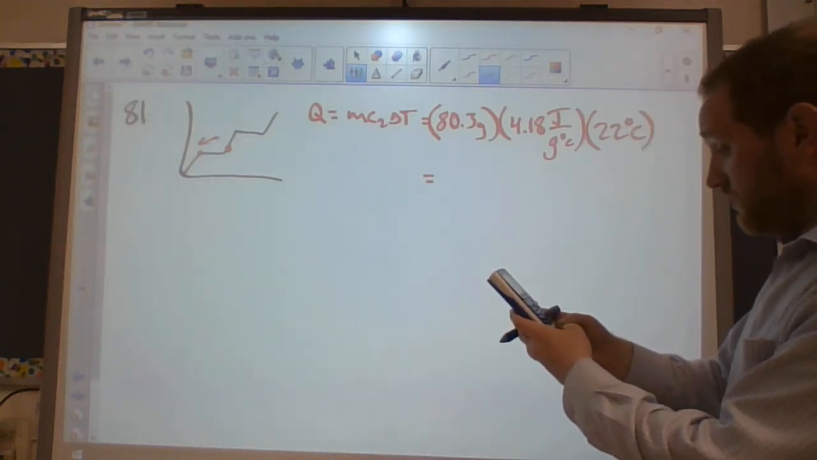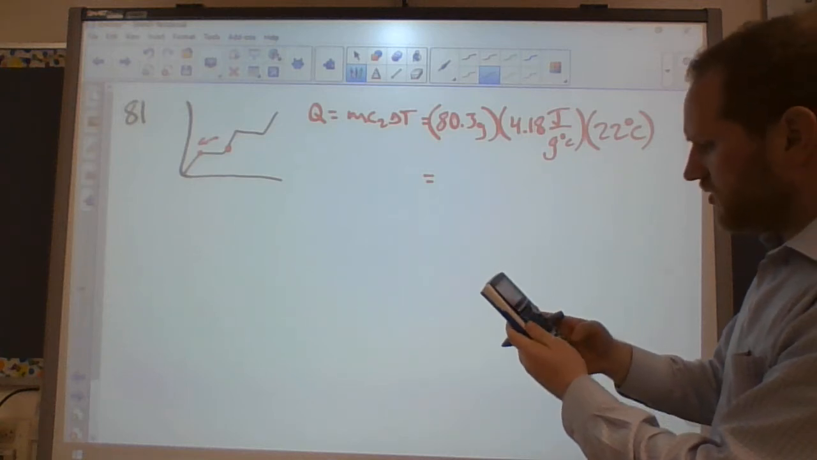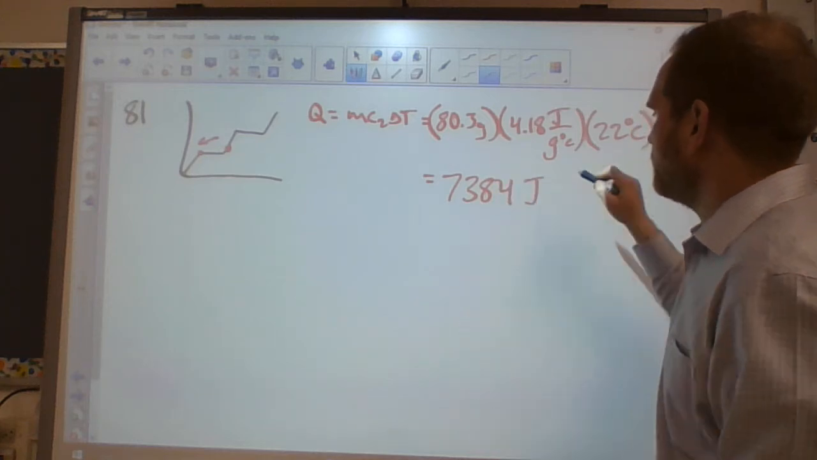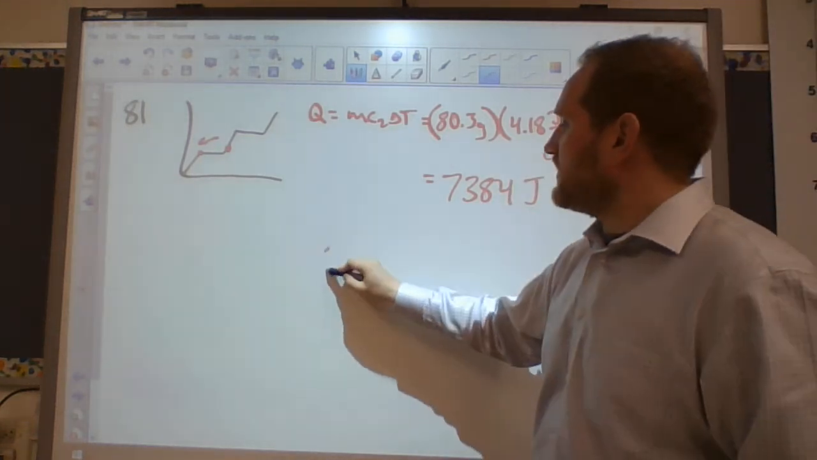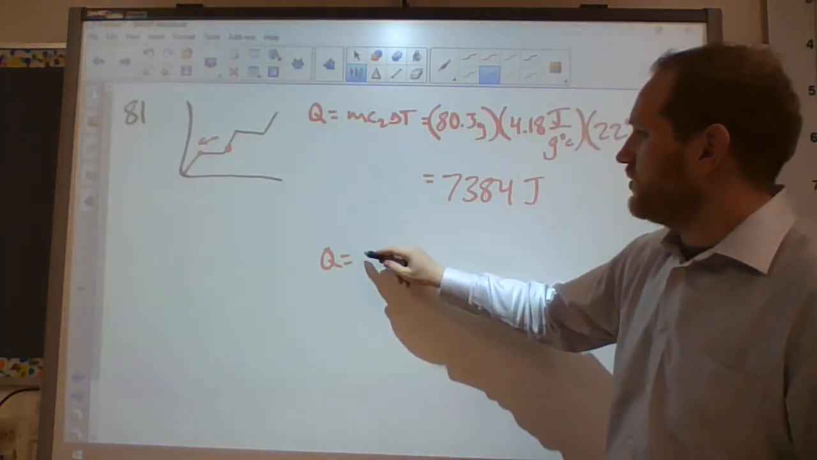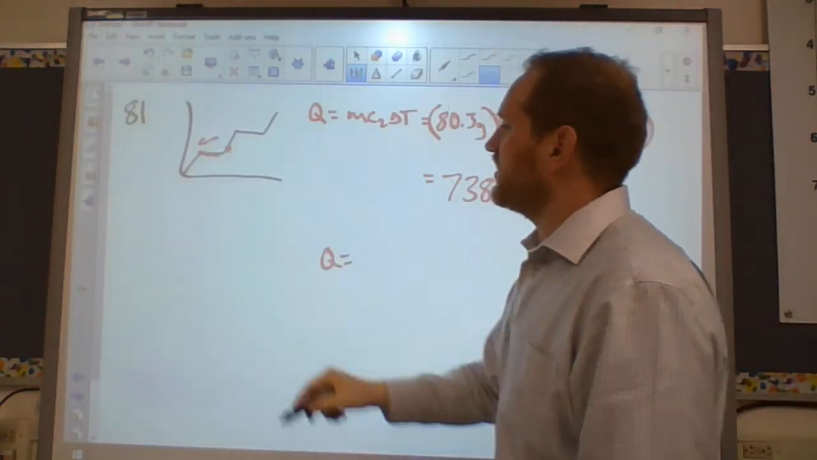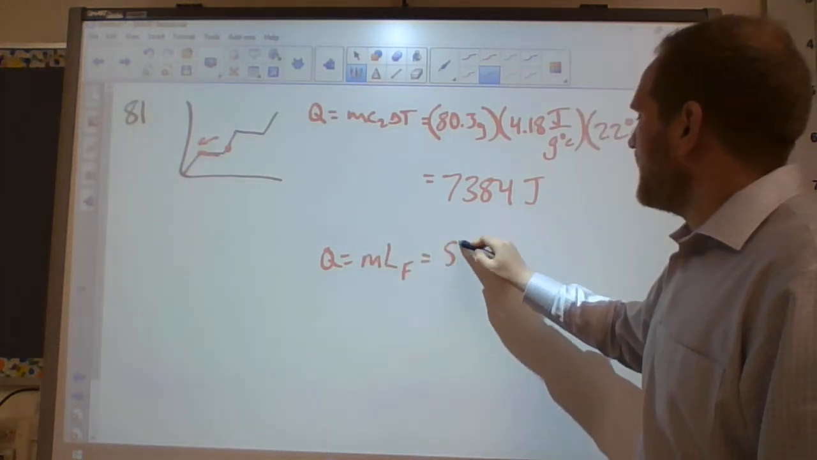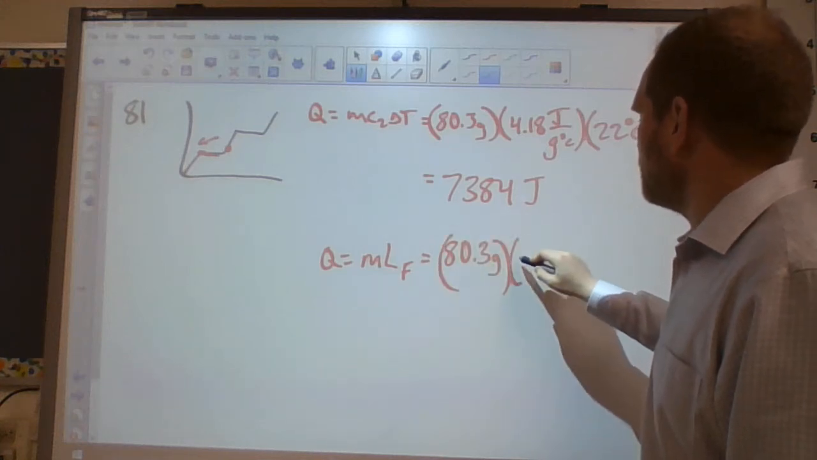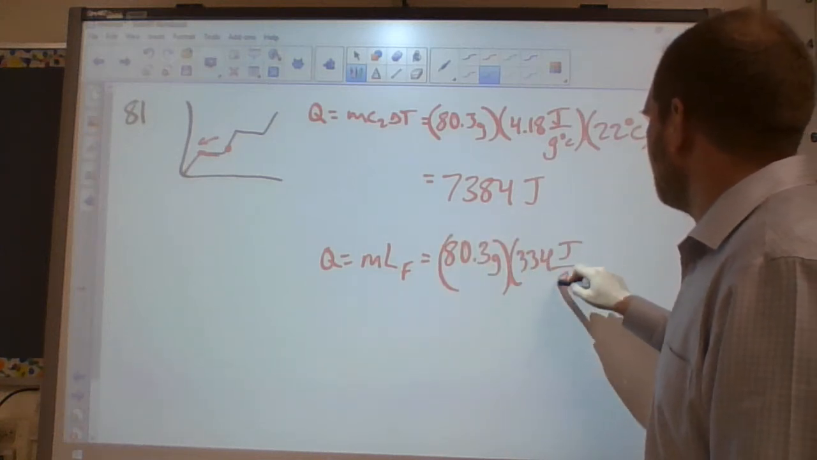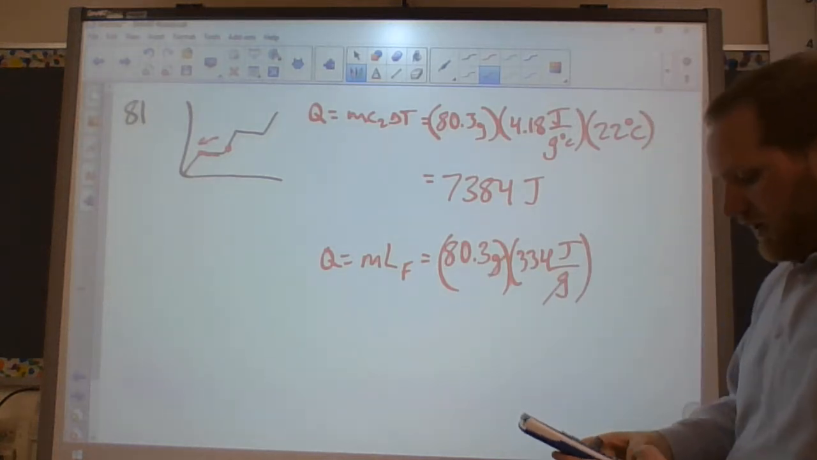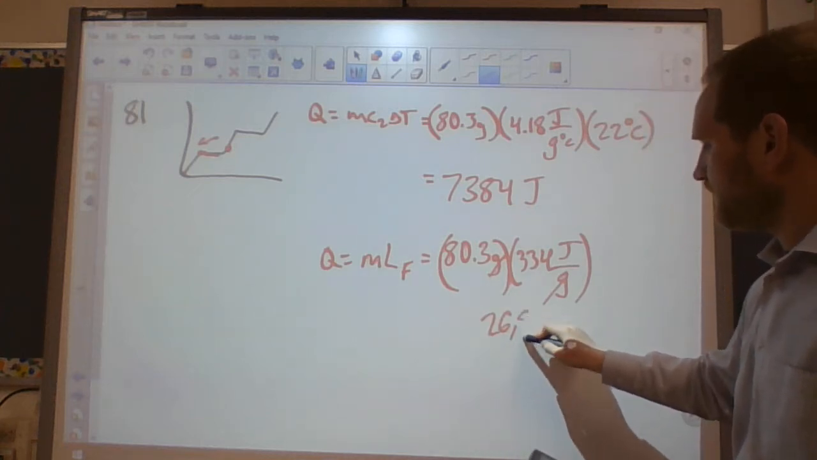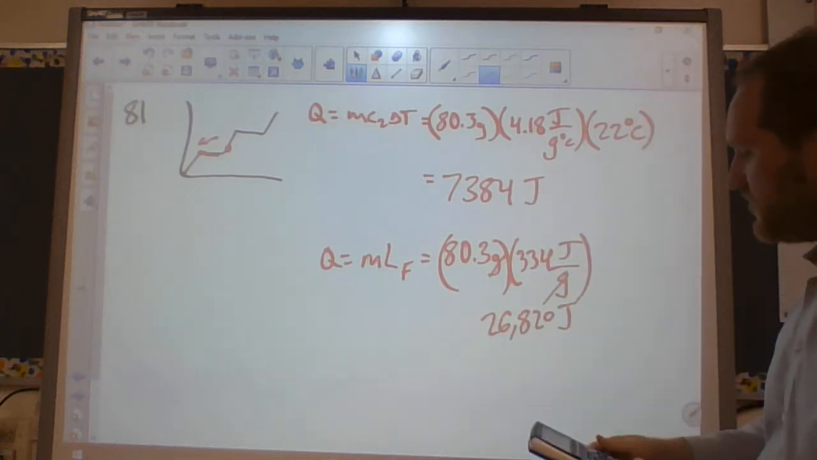80.3 times 4.18 times 22, 7,384 joules. I'll deal with sig figs after. Now, we're not done because it now has to freeze. So this equation here is going to be Q equals mass times the latent heat of fusion, which is going to be 80.3 grams times 334 joules per gram. 80.3 times 334, 26,820 joules. So we're going to add these two together.